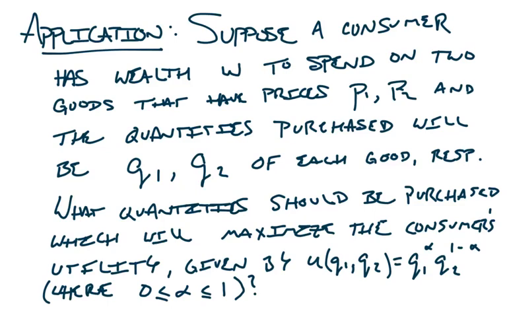Okay, so we're now in part 2 of this economic example where we've got a consumer who has a certain amount of wealth, which is the money that they have available that they're going to spend on two different goods, and those two goods have different prices, and we want to figure out the quantities that the consumer should purchase of each one that will maximize their utility. In other words, we're trying to optimize the way that this consumer should spend their money on whatever these two goods happen to be.